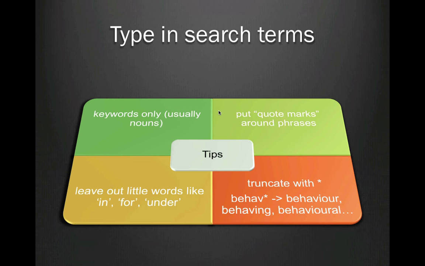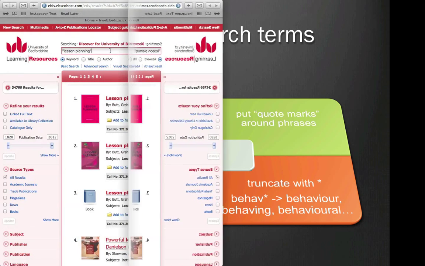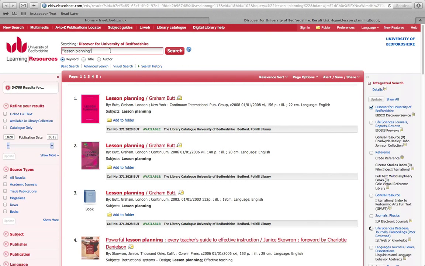So, if you're going to look for something about good practice and lesson planning, the key phrase in that is lesson planning. So I'd type that in. I'd also put quote marks around it so it would find me the whole phrase. And I'd leave out good practice in, because they're peripheral, they're just going to confuse the computer.